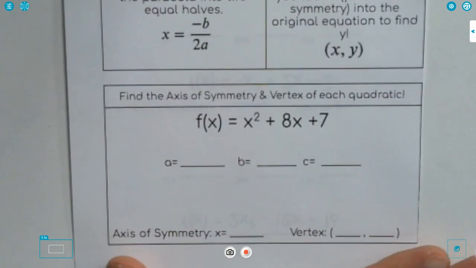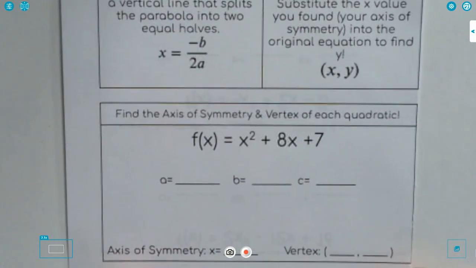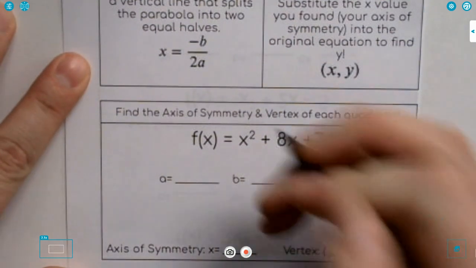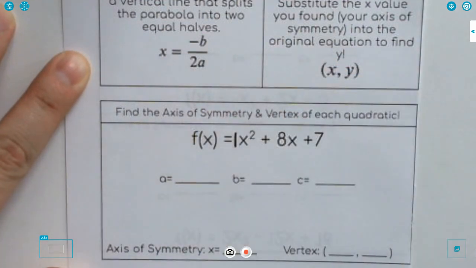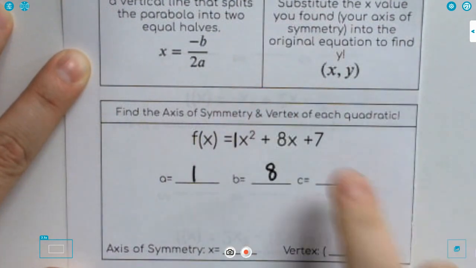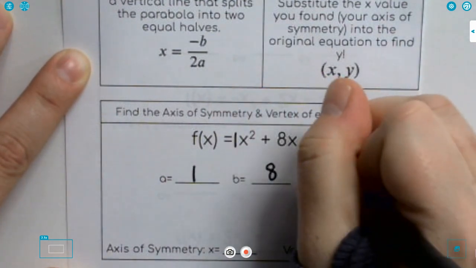Okay, so first example here: find the axis of symmetry and vertex of each quadratic. We've got little lines that say a equals, b equals, c equals, because knowing those values is super important. In this first one, there's no number in front of x squared, so there's an imaginary 1 there. So a equals 1, b equals 8, and c equals 7.